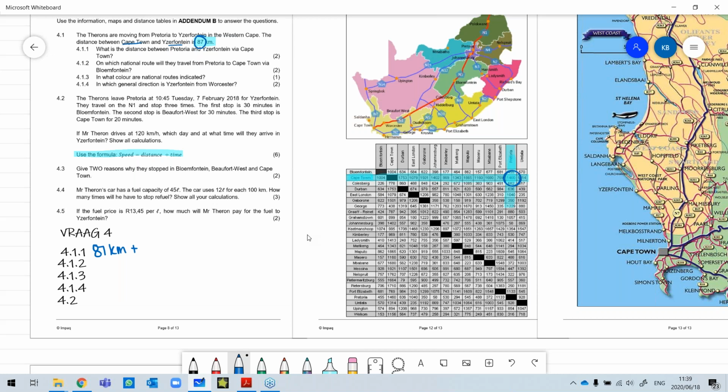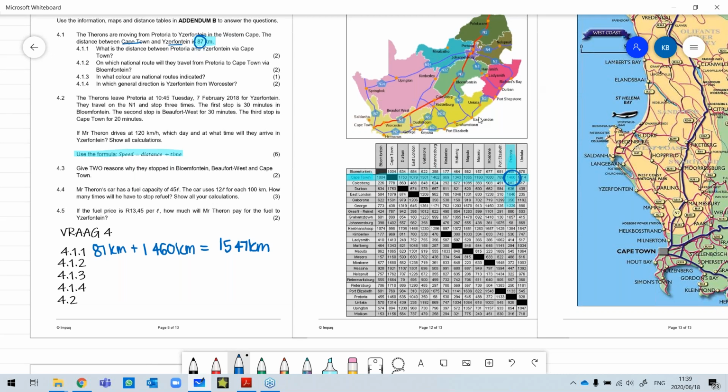plus 1,460 kilometers gives us a total distance of 1,547 kilometers. Question 4.1.2. On which national route will they travel from Pretoria to Cape Town via Bloemfontein?